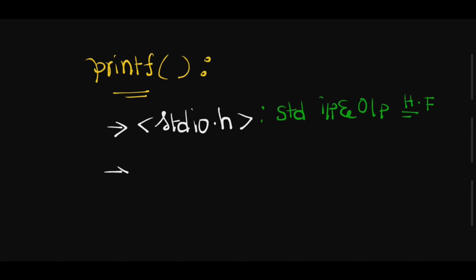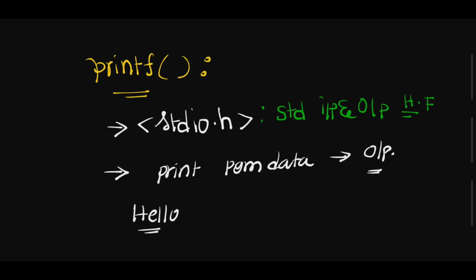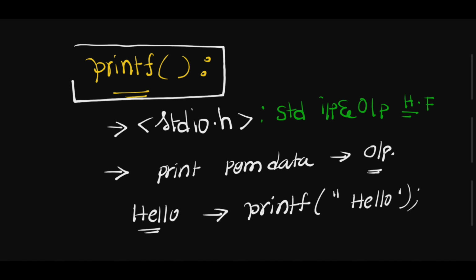The main purpose of the printf function is to print program data into output. For example, if you want to write some hello in a program code, this hello must be defined in printf. Like printf, we can define hello like this. Printf is one of the most frequently used functions in a C program. Without printf there is no C program. So you can understand what printf is.